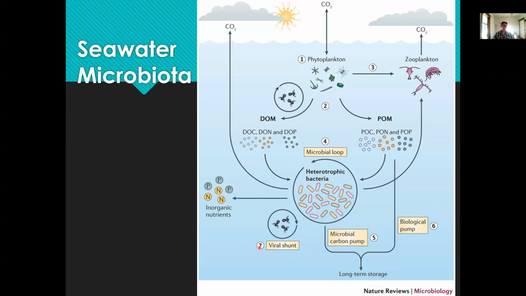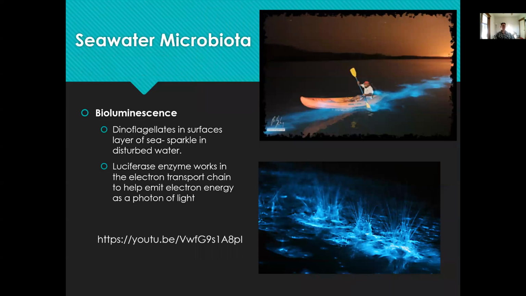And then just a little last note here before we move on. Number 7, the viral shunt. The viral shunt is a mechanism that prevents marine microbial particulate organic matter from migrating up trophic levels by recycling it into dissolved organic matter. This can be readily taken up by other microorganisms. So it's another little cycle that it makes down there for us. Okay, so moving on. Sorry, that was a long slide.